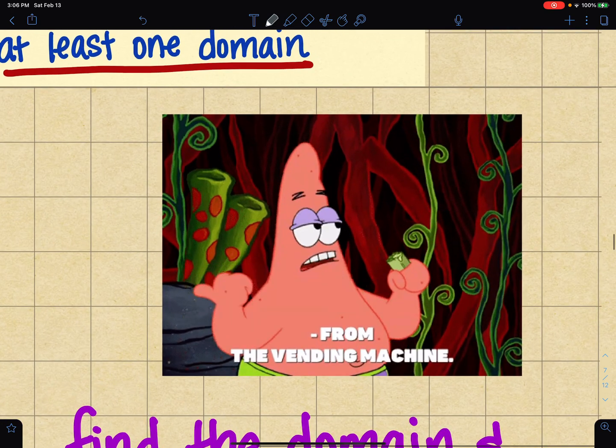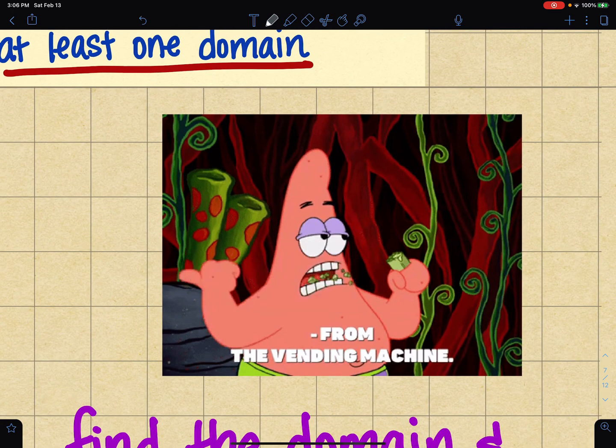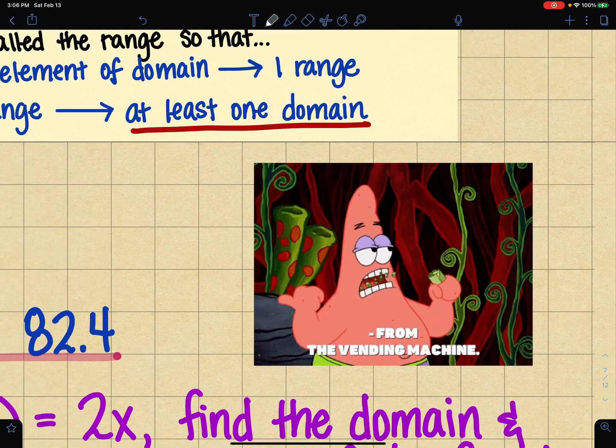Here's Patrick. He got whatever he's eating from the vending machine. I don't know if I've seen that one.